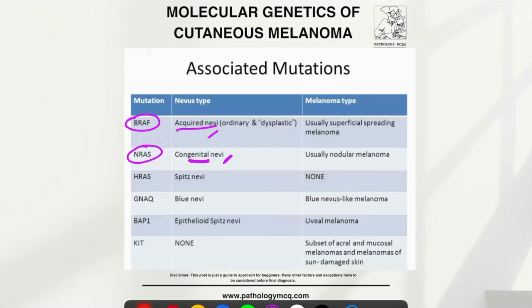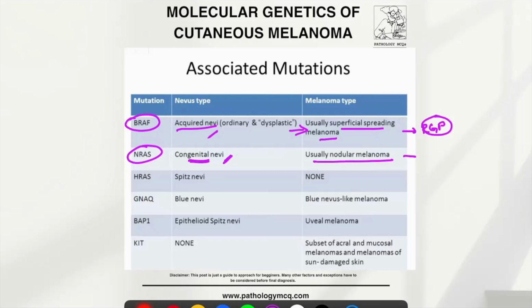And when these progress to melanoma, usually the acquired nevi, they are a superficial spreading type of melanoma. We know that superficial spreading type of melanomas have a predominantly radial growth phase. Okay. And then when arising from congenital nevi, they usually are nodular melanomas.